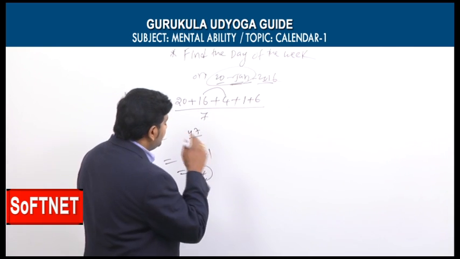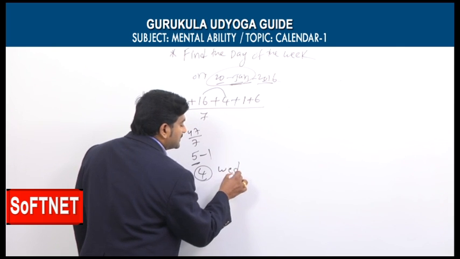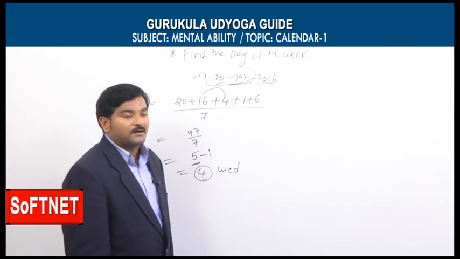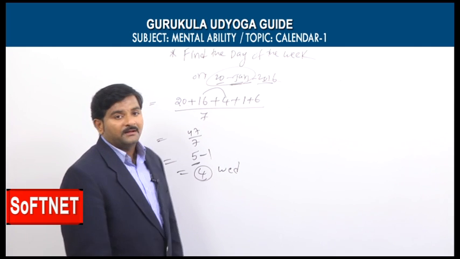According to the day codes, if I get 4, what will I get here? Wednesday. So that is the answer. Remember, the exclusive case.